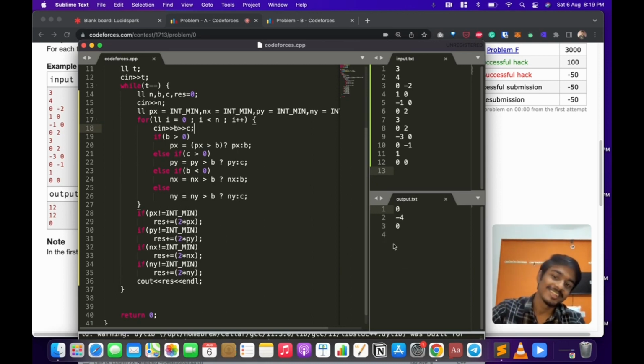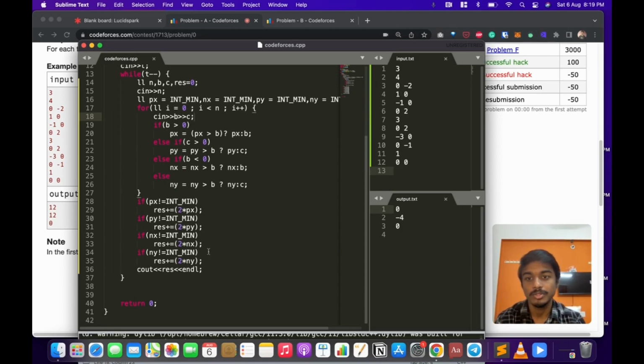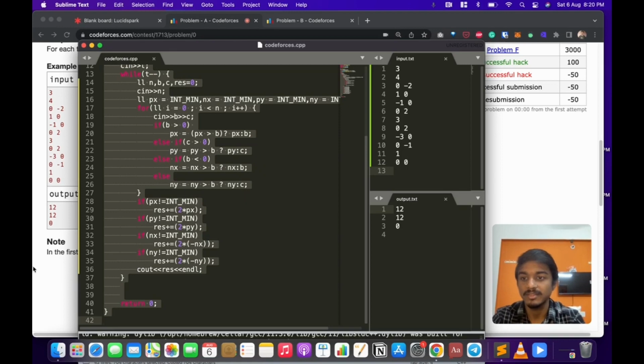Oh. Okay, so I got something right. Anyway, so let's run through the problem. 1 0, right? It takes 2, then minus 2 is. Oh, it should be positive, right? Negative should be positive.